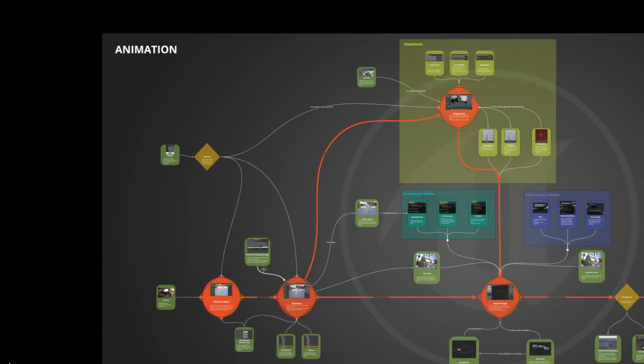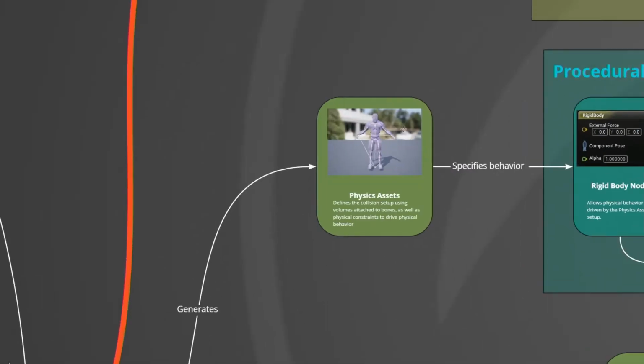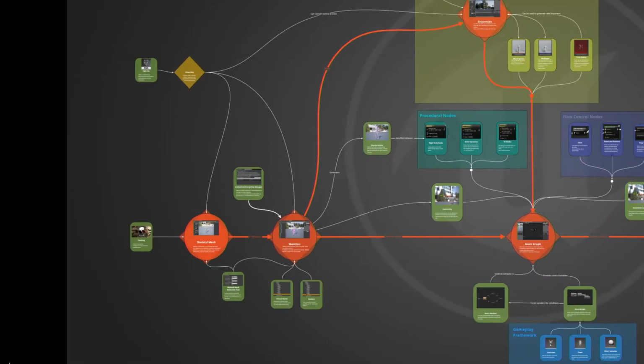And also, when imported, we can also generate a physics asset, okay? That is going to define how that skeleton can react to physics environments.